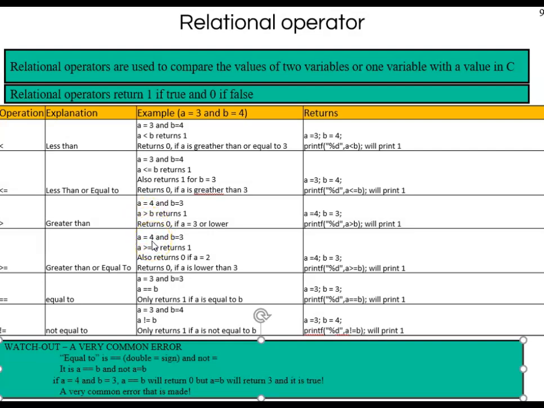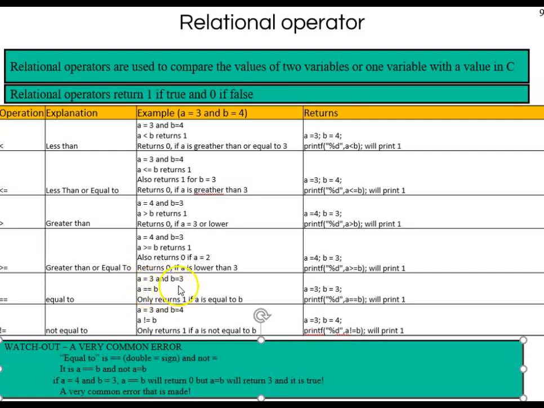So A is 4 and B is 3. A greater than or equal to B returns 1 because A is greater than B. And also it returns 1 if the value of A is 3 because A is equal to 3. So greater than or equal to B means it returns true. If the value of A is 2 or lesser, it returns false.